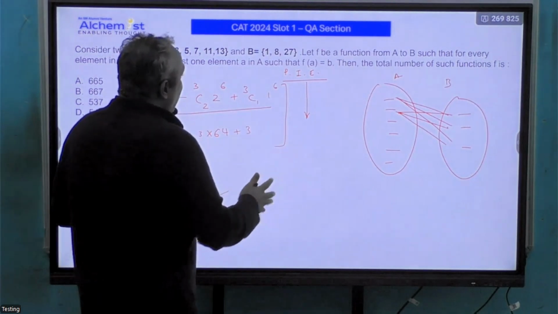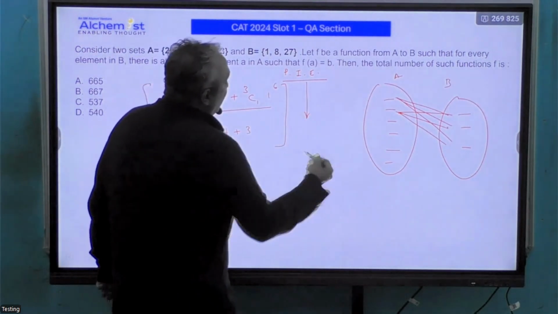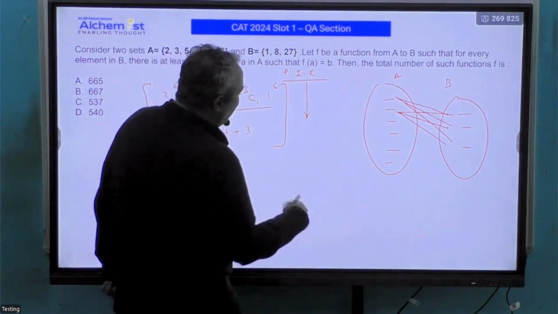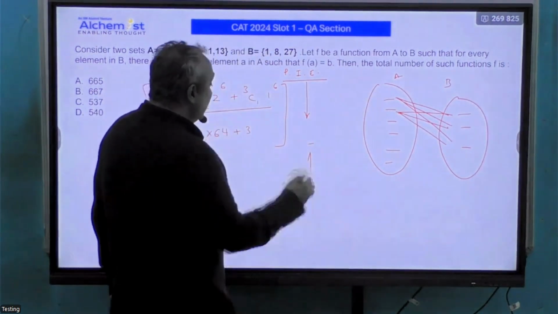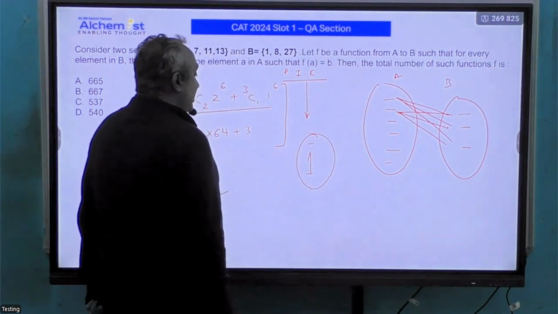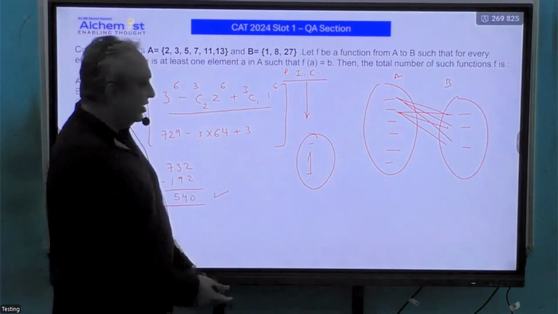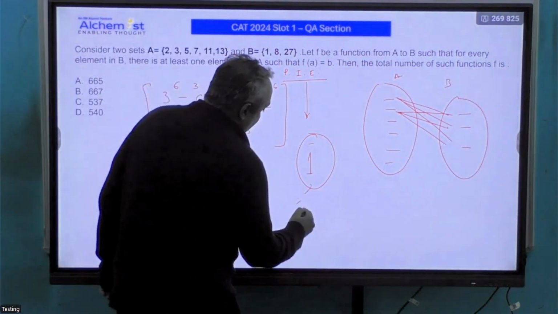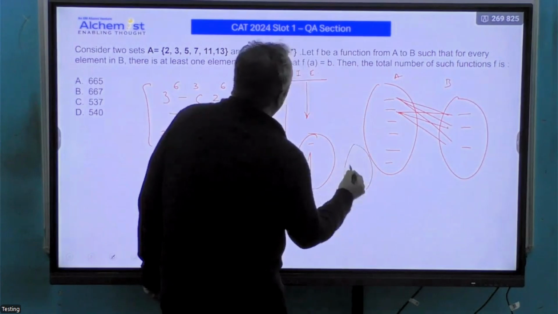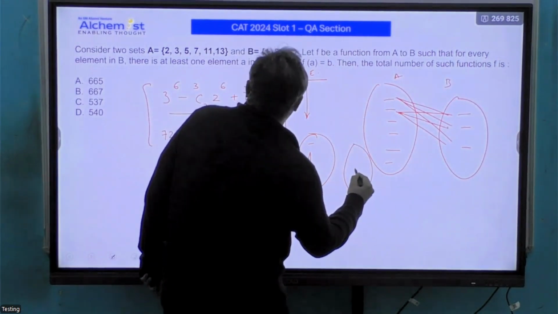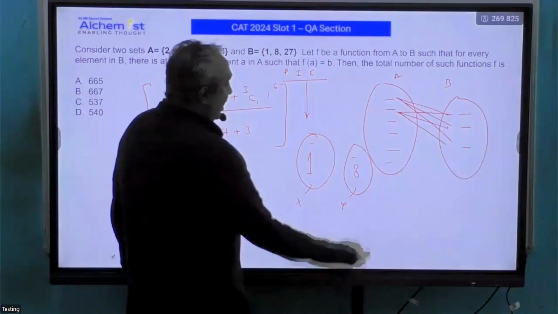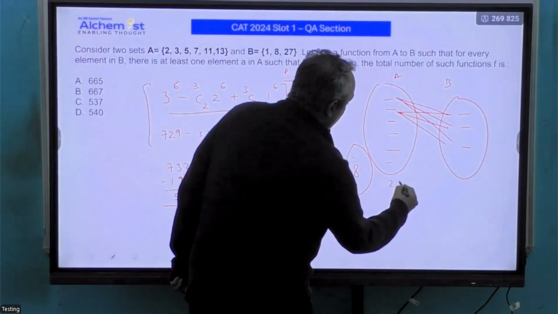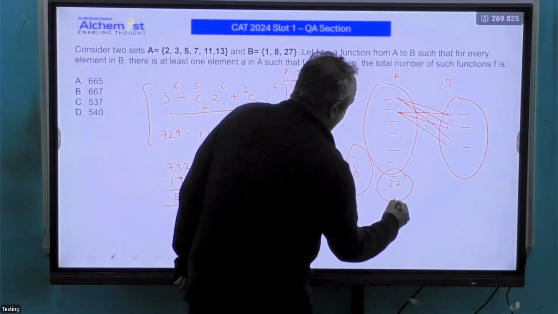So what I'll do is define 3 sets. One set I will define is the one's complement. What is this set? This is the set of all mappings in which one is missing. So let's call this set X. Similarly, I can define another set of 8 complements, which I'll call Y, and then a 27 complement set, which I'll call Z.